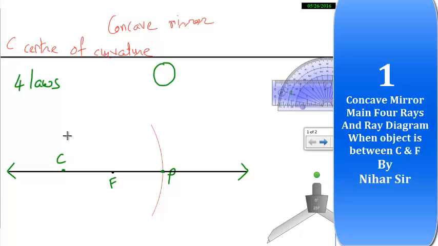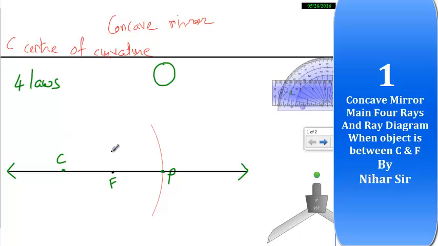What is the first ray? The first ray is when the ray goes parallel to the principal axis, it will be reflected through F. So this is ray number 1, right? This is incident and this is reflection. What is ray number 1? If the ray is parallel to the principal axis, then it will reflect and pass through the F, that is principal focus.